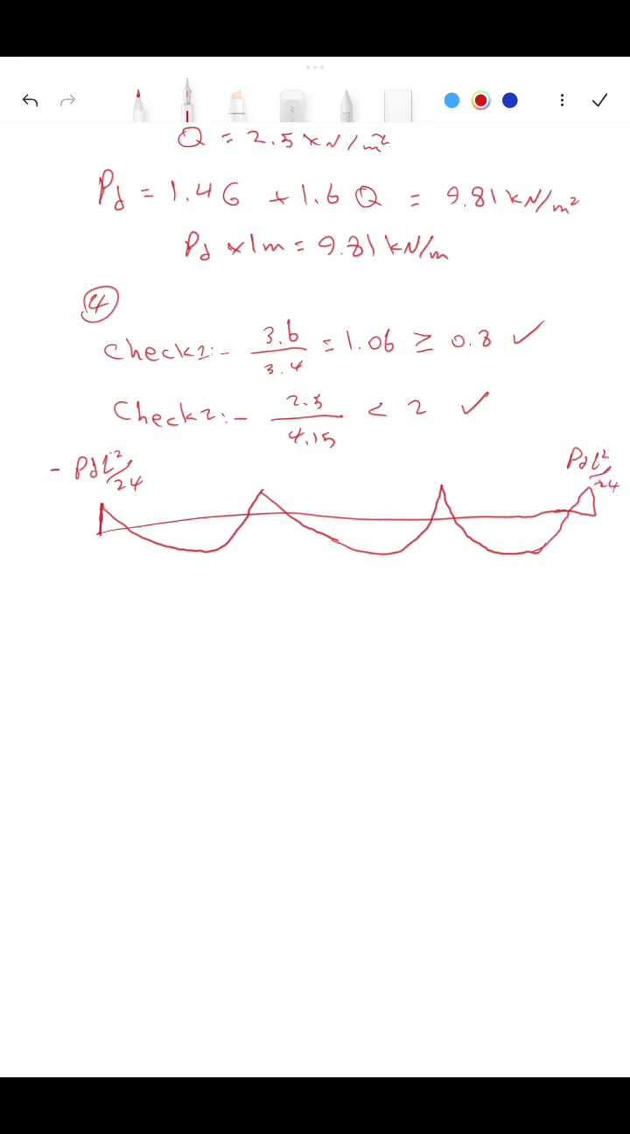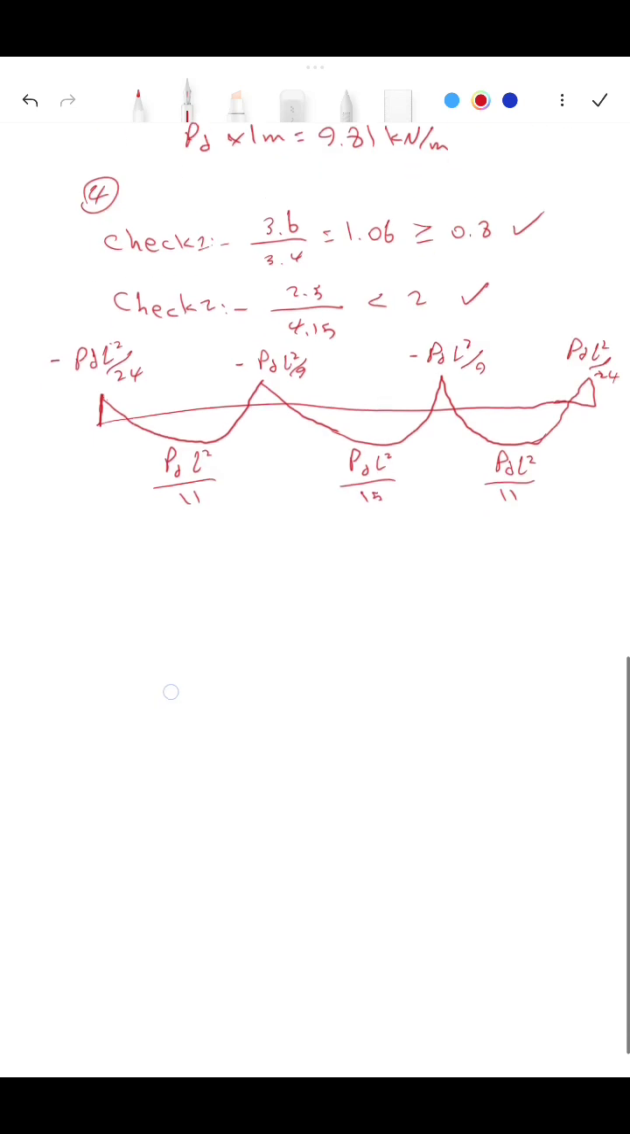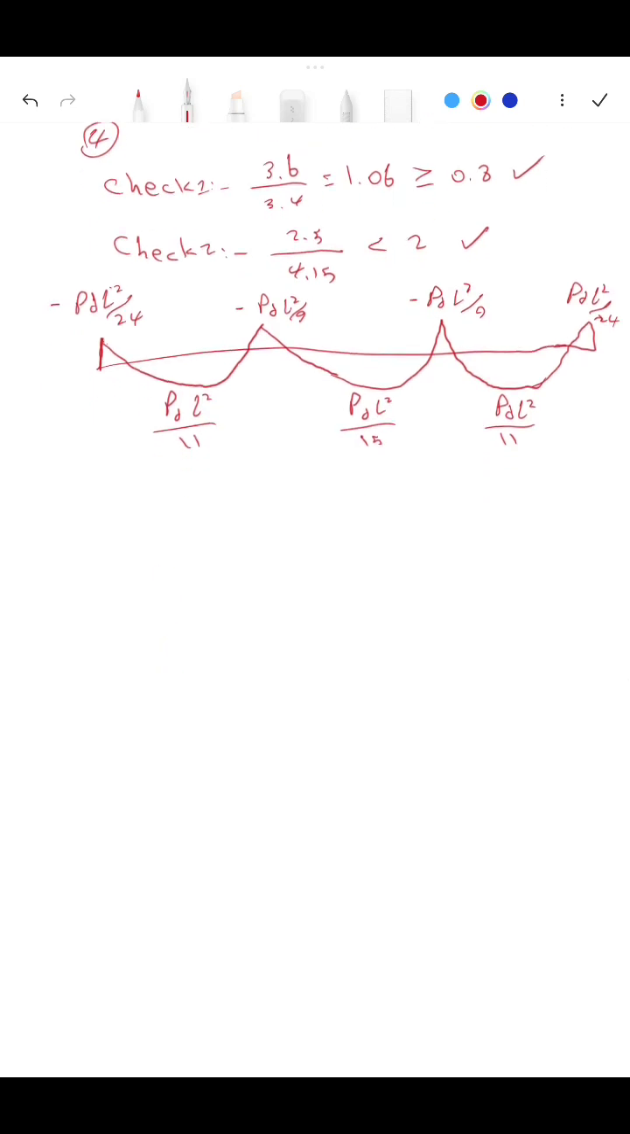Okay, the second, these two: PDL square over 9, PDL square over 9, negative, and here we have PDL square over 11, PDL square over 11, and over 15, and PDL square over 11. So we have this. What are we going to do now? We will calculate the moments of each one.